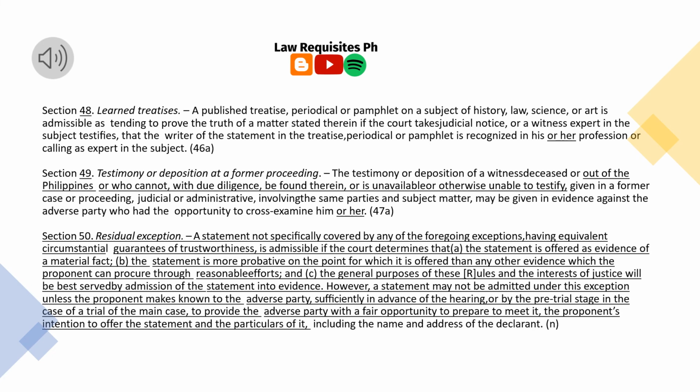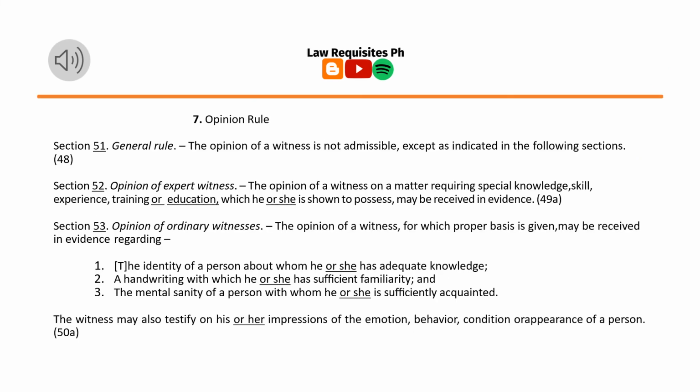Opinion Rule. Section 51. General Rule. The opinion of a witness is not admissible, except as indicated in the following sections. 48. Section 52. Opinion of expert witness. The opinion of a witness on a matter requiring special knowledge, skill, experience, training, or education, which he or she is shown to possess, may be received in evidence.